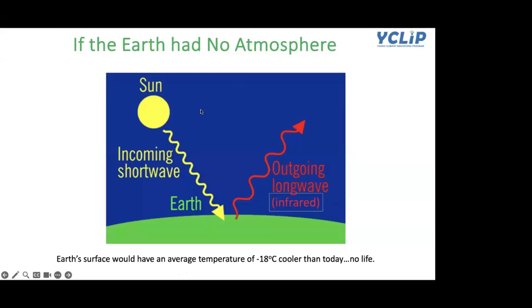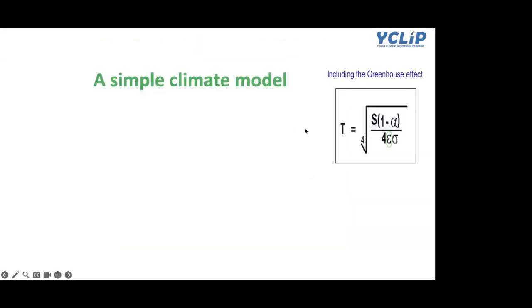So if we had no atmosphere, the average temperature of the Earth would be negative 18 degrees Celsius, much, much colder than today, and life would not survive at an average temperature of negative 18 degrees Celsius, which means that the atmosphere is important. It's the same atmosphere that has the greenhouse gases. And so when we include the greenhouse effect, which I'm sure you learned through the various models that you did online, I'll ask one of you to tell me what the greenhouse effect is.